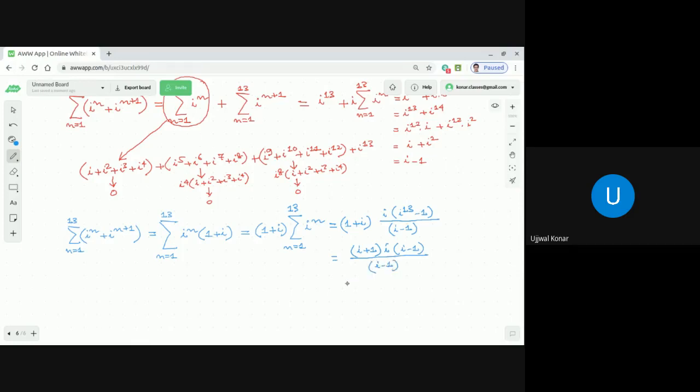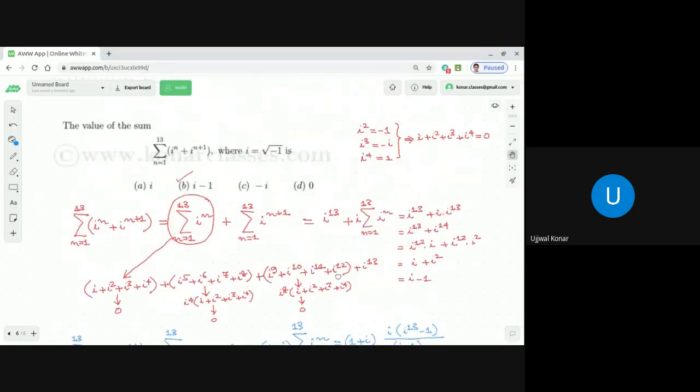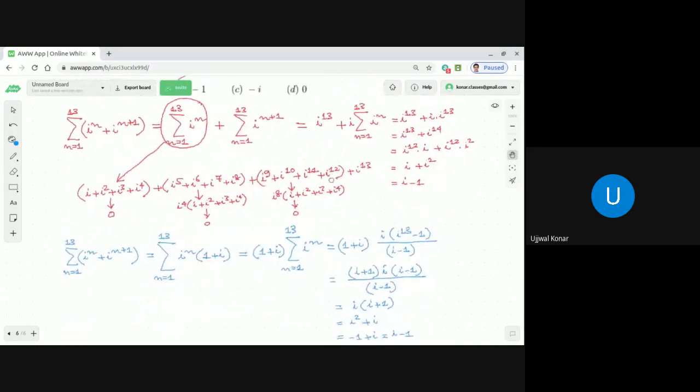So what we can do is that i minus 1 gets cancelled. So what we get? i into (i plus 1). So that is equal to i square plus i. i square is equal to minus 1. So minus 1 plus i, that is equal to i minus 1. We get the same result. Same problem we can do in multiple ways. Correct, not dear students? So I hope it is clear.